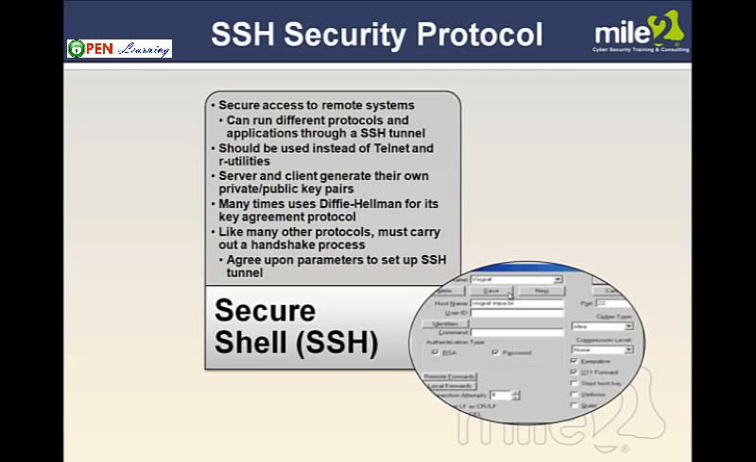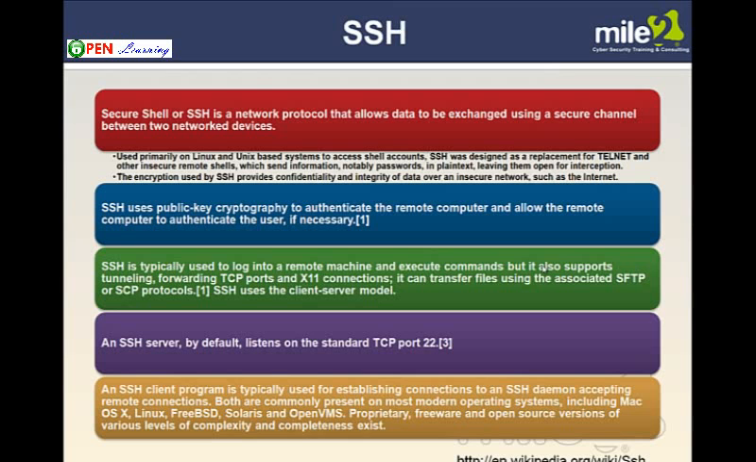Server and client generate their own private public key pairs. We'll hear more of that in the cryptography chapter. Many times they will use a protocol called Diffie-Hellman for the key agreement, which is an asymmetric encryption. It carries out a handshake process, and they have to agree upon the parameters to actually set up this secure connection, the secure shell. So when you think of secure shell, by the way, it uses port 22. Telnet used port 23. And it's kind of the way we do things now.